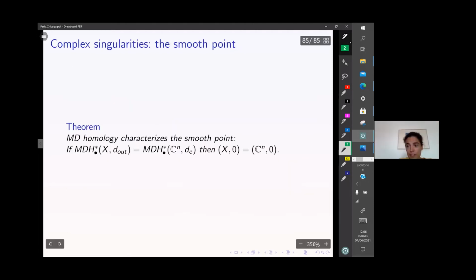And I think I'm finishing. The final result is that we also characterize the smooth point with the MB homology. So for complex singularities, if we have a complex singularity such that for the outer metric it gives the moderately discontinuous homology of the smooth point, then it is smooth.